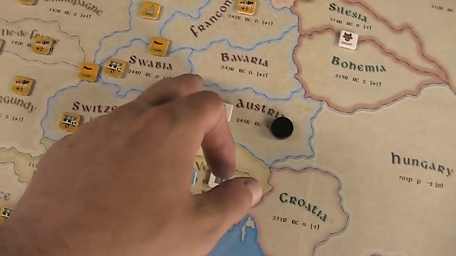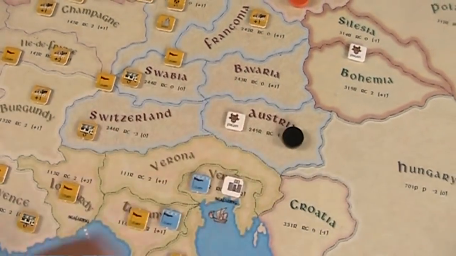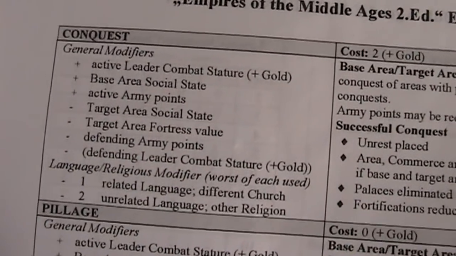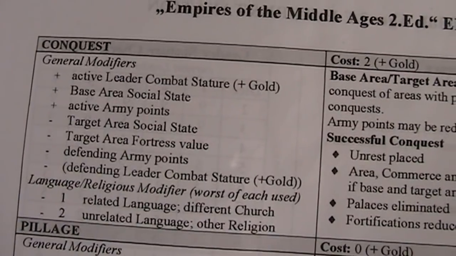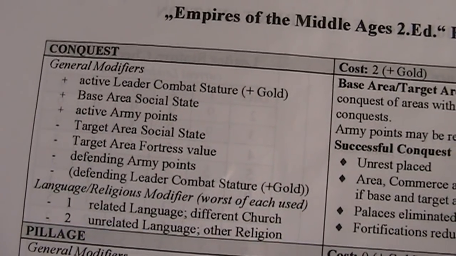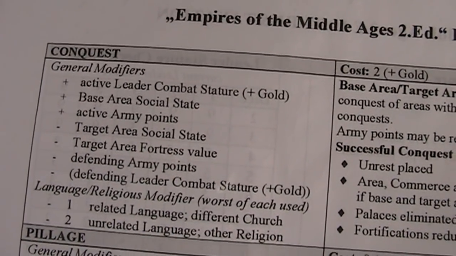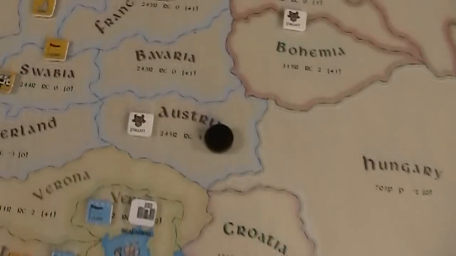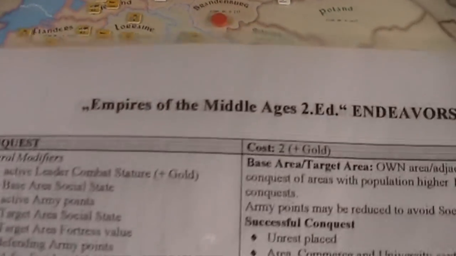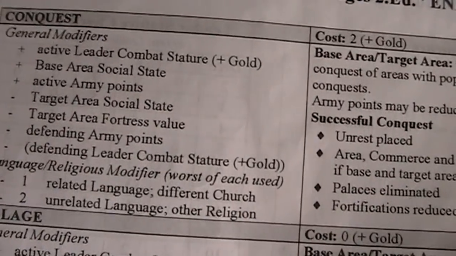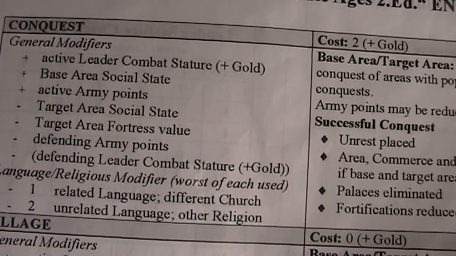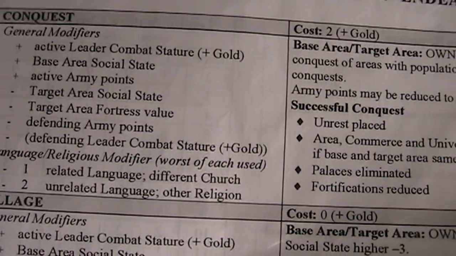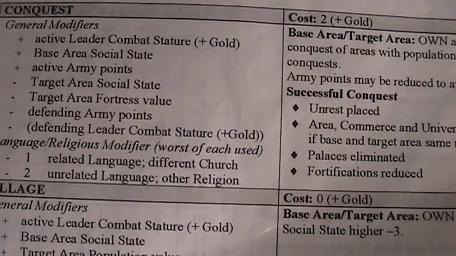In this case, I have a related language. Well, let's see what we have here. We have active leader combat statue, that's a 9. Base areas is 0, so it's 9. We don't have an army. Target area social state would be a 0, so that remains 9. Target area fortress is also a 0, so it remains 9. Defending army is something we don't have. Defending leader statue, combat, okay, this is not too impressive.